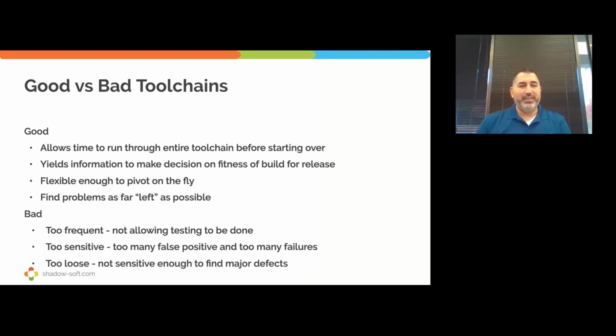And then the converse of that is too loose. If I don't have the right set of testing or the right set of criteria in place, and I'm not looking for all the things I need to, I'm too loose and not sensitive enough to find major defects or major security vulnerabilities. That will let defects into production, and that creates unhappy customers, which we don't want. We want customers to be happy. We want them to be delighted. And that's why we put these things in place.